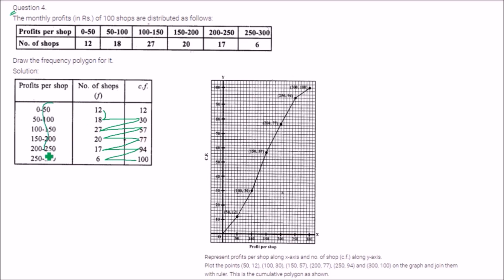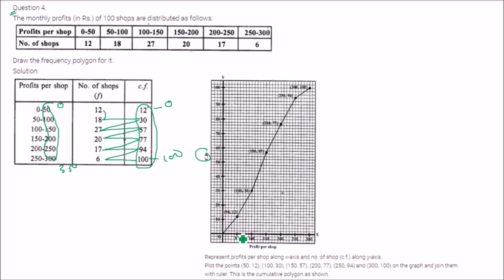And by now you know that this will be your x-axis and this will be your y-axis. The minimum is 12, we will start with 0, the maximum is 100, so let us go up to 100 only. Minimum is 50, so let us start from 0, the highest is 300, so let us go up to 350. So we'll draw the cumulative frequency on the y-axis and the profit per shop on the x-axis.